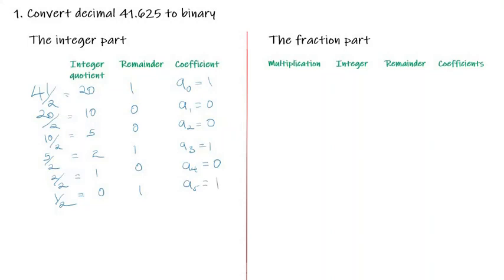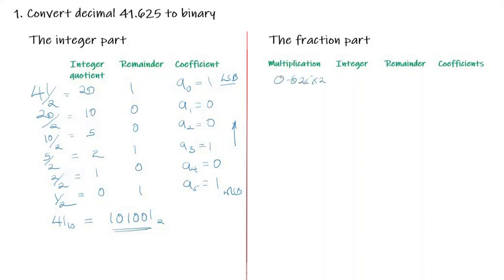Remember, this is the MSB and this is the LSB, from our previous video on how to convert decimals to binary. Therefore, the number 41 in base 10 is 101001 in binary. The next thing is to repeat the same procedure for the fractional part. And for the fractional part, we perform multiplication.